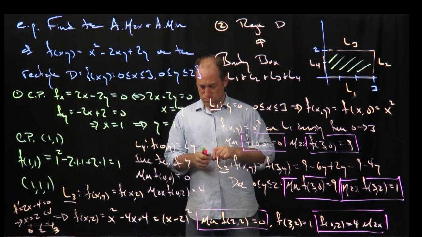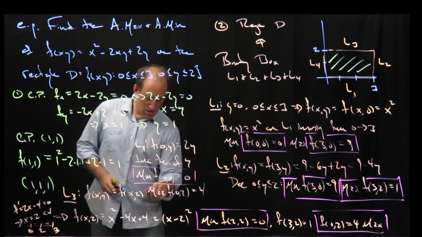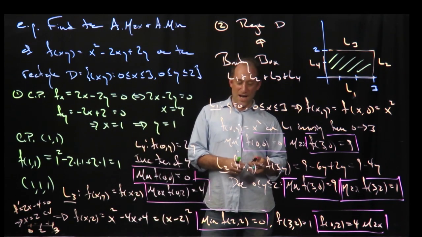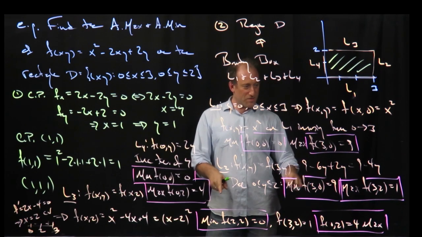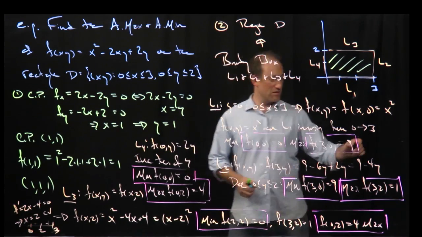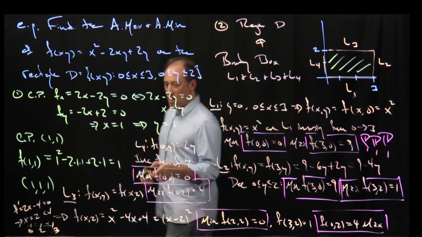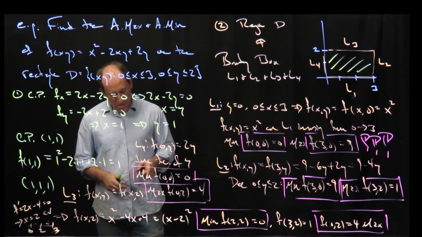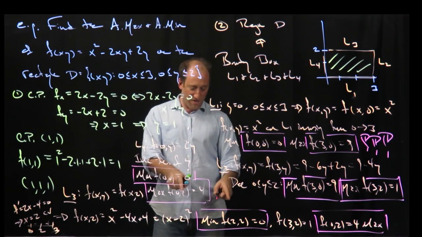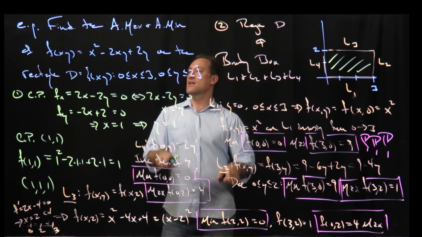So, let me box it. Okay, so what do I got? The largest value going is here at 9. And the smallest value is going to be here, 0. And in fact, quite nicely, the 0 occurs in 2 places.